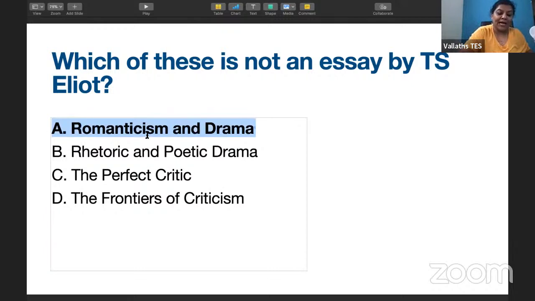It is Romanticism and the Drama. It is written by John Middleton Murry. Romanticism and Drama is by John Middleton Murry.